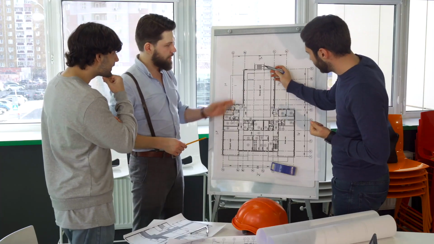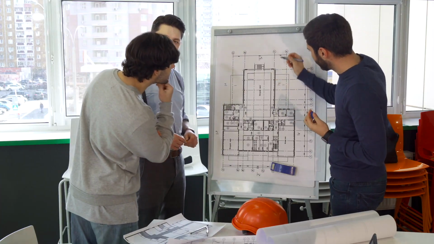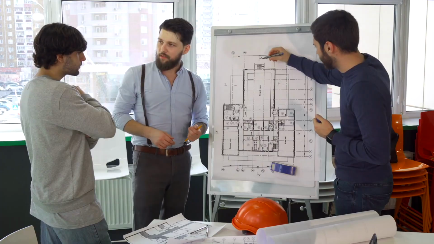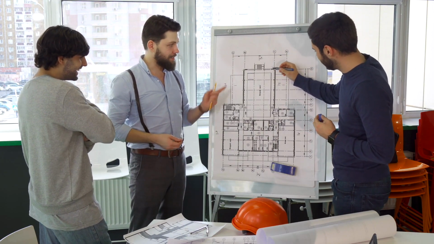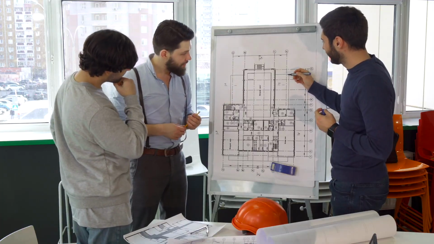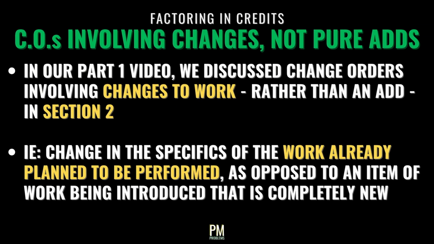Many change orders involve making an adjustment to the work planned for in the original project scope. These changes in kind carry additional costs for labor, material, and so on, above and beyond what was planned for originally. In part 1 of this video series, we described these change orders in section 2 as a change to the project scope. That is to say, a change in the specifics of the work already planned to be performed, as opposed to an item of work being introduced that is completely new to the project.